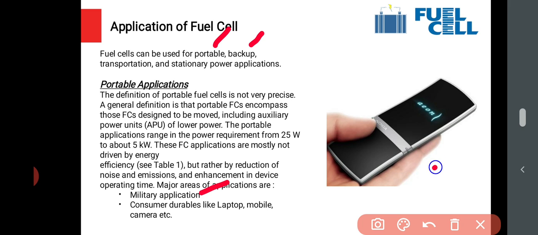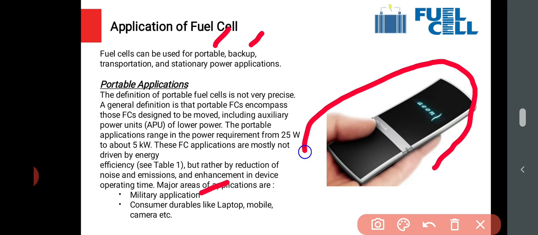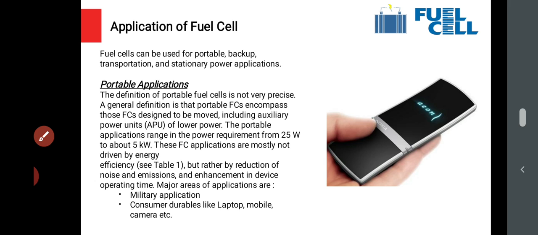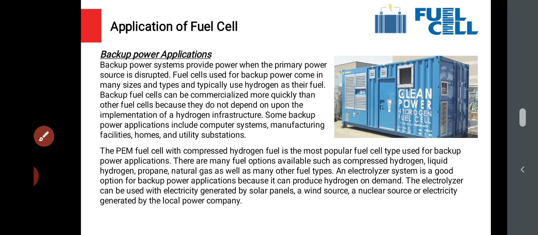This is a Nokia mobile based on fuel cell. It was designed, however it was not available in market till now. A prototype was developed based on fuel cell, right. Next comes backup power application.